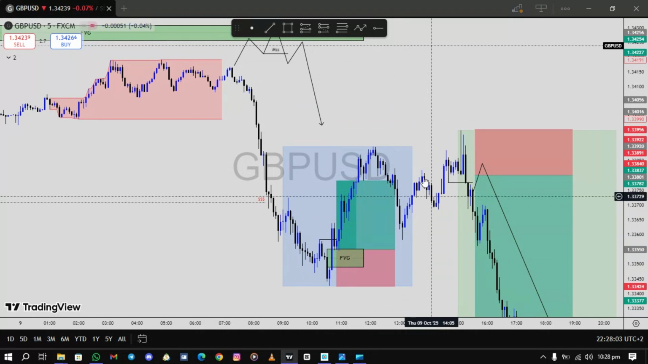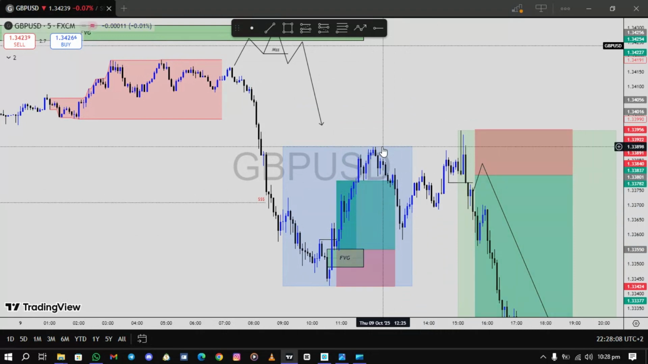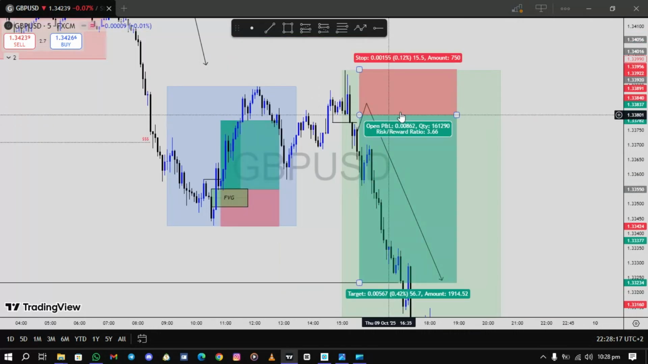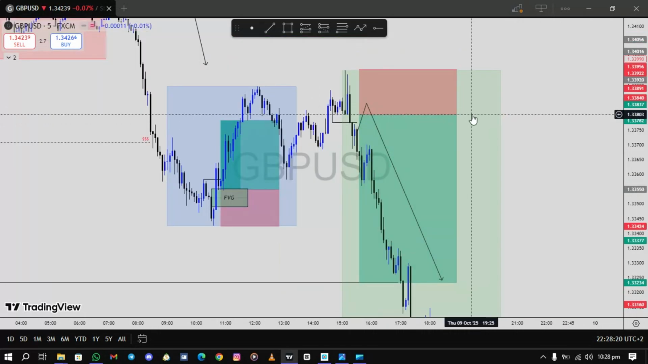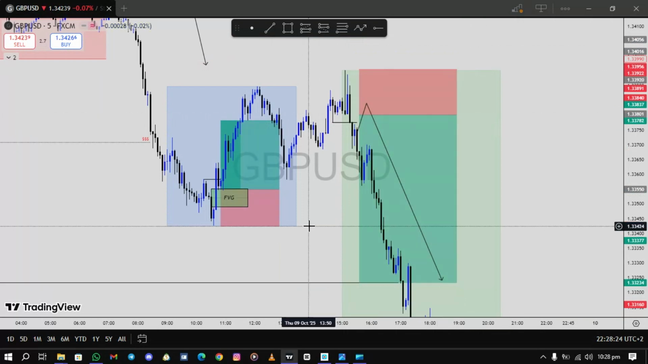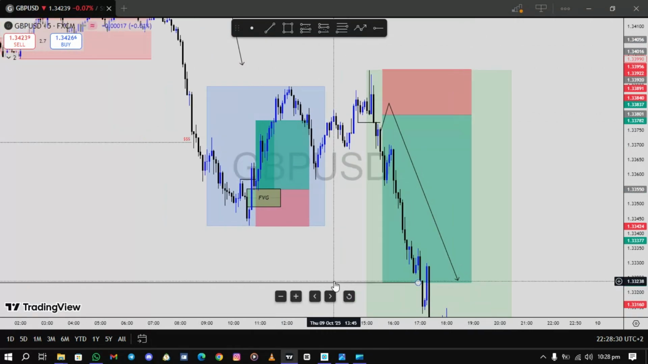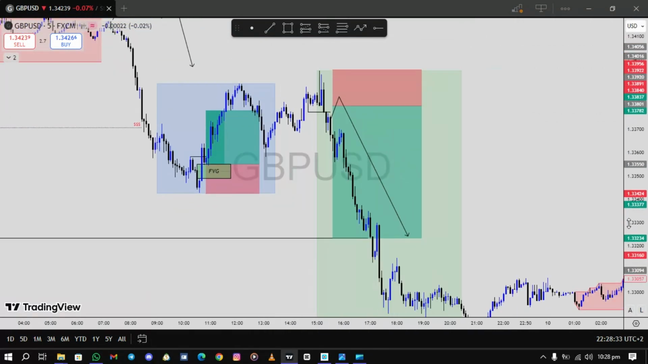After the London session, we saw price go up and sweep the London high, tap into the 30 minute fair value gap, and price created a 5 minute change of character. We placed a limit order at the 5 minute order block, stop loss at the high, and TP. First TP we were targeting the London low, and our final TP was a high time frame low on the 4 hour time frame, which was our main liquidity point.